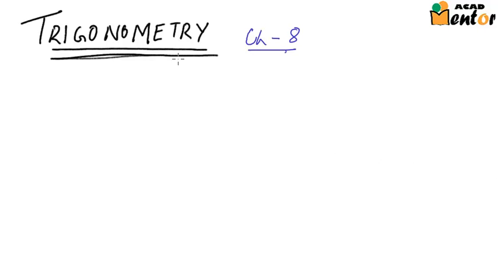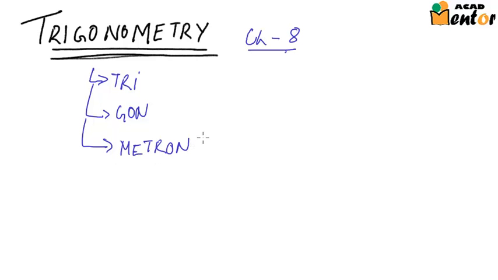Now we'll talk about trigonometry. Trigonometry is chapter 8 in the NCERT textbook, and the word trigonometry is derived from three Greek words: tri, gon and metron. Now tri means 3, gon stands for sides and metron stands for measure.